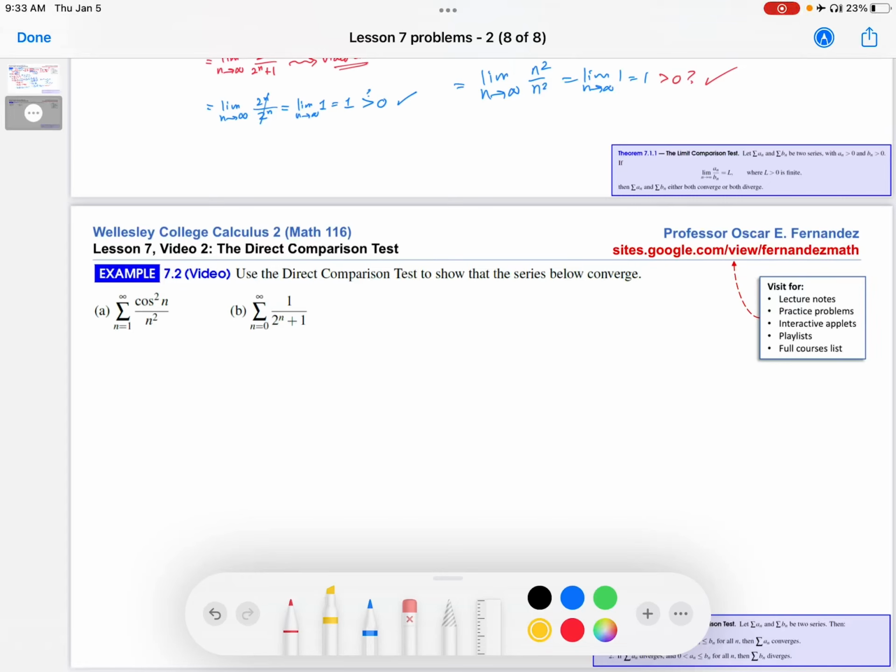In this video, we're going to work out an example of the direct comparison test. This example comes from the Lecture 7 notes from the course that it comes from, which is Calculus 2. You can find those notes on this website and all these other goodies. Okay, so let's take a look at the example.